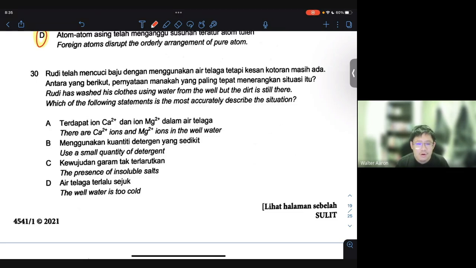So therefore, I'll say that it is actually A. Assuming that the well has hard water and soap forms scum, it won't be able to cleanse the clothes properly. So therefore, the stain will still be there. So the answer is A.